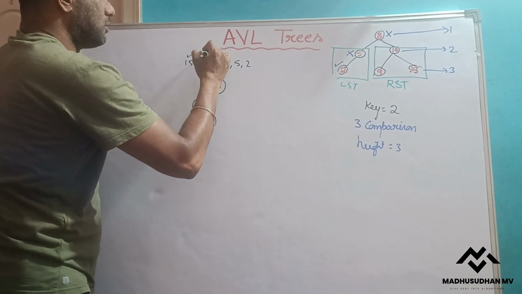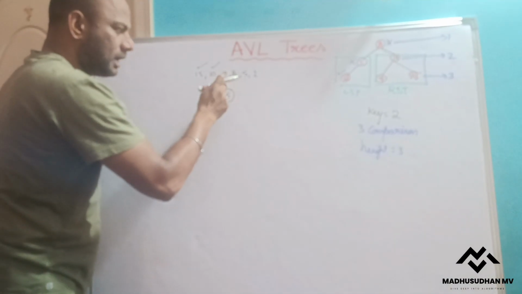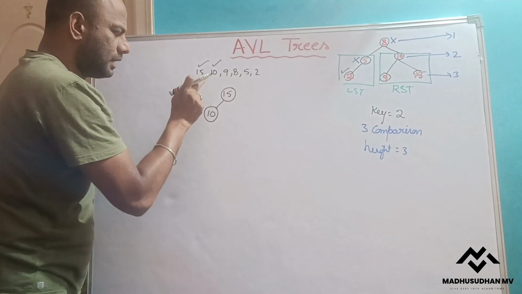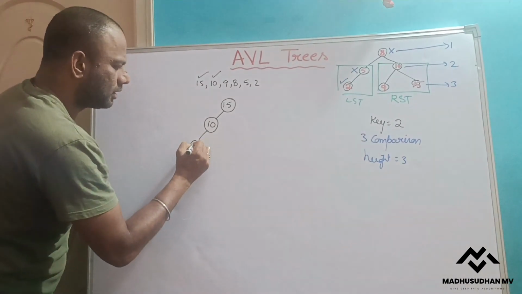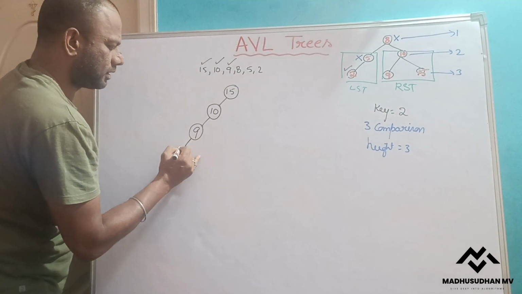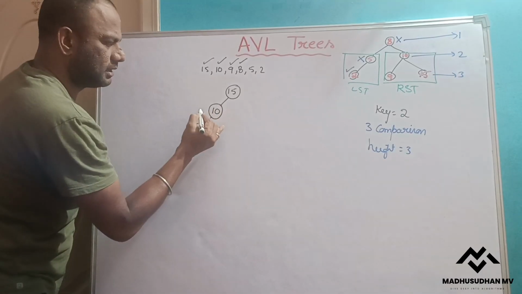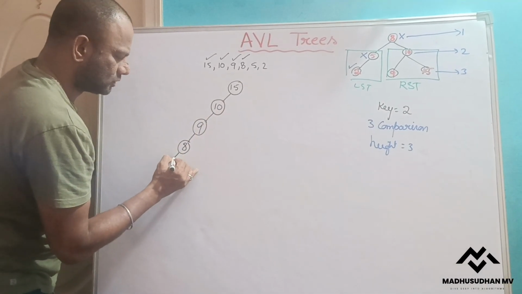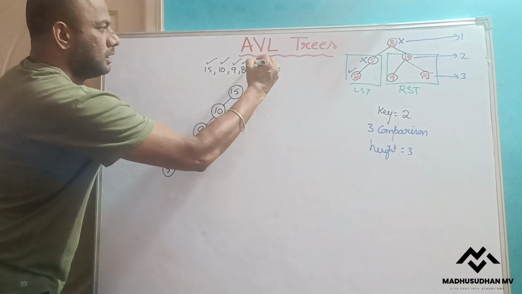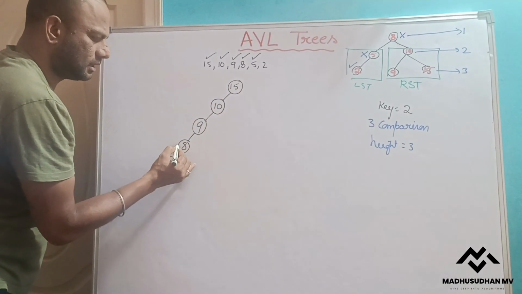Next, 9. Where to insert 9? It is lesser than this, come to the left. Again lesser, come to the left. Now inserted here. Next, 8, again to the left. Next, 5: lesser than this, lesser than this, lesser than this, so I inserted it here. Now last, 2: lesser than each of these, so I inserted it here.